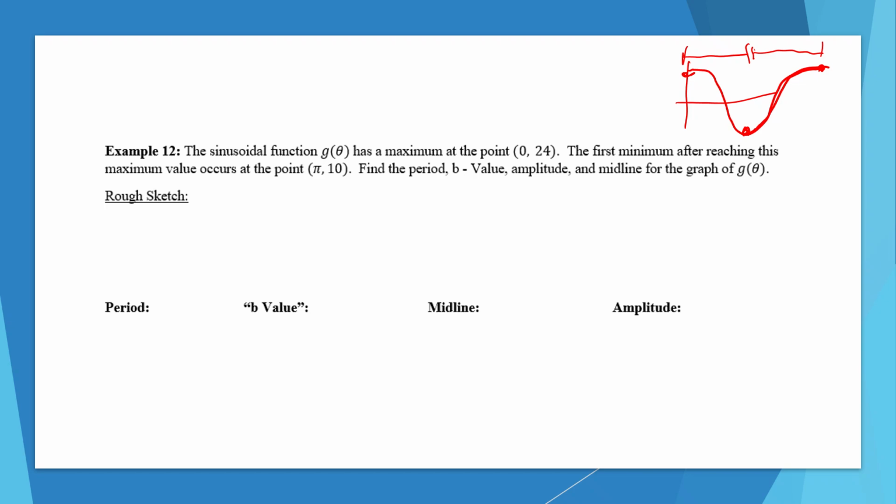Taking a look here, if we sketch this, we know it has a maximum at the point 0, comma 24. So let me label that, 0, comma 24. And then the first minimum value is pi, comma 10. So let me label that as well, where this is pi, comma 10. This is what our graph will look like, where this is only going to be half a period. So what is our full period? If our half a period is from 0 to pi, our full period would be from 0 to 2 pi. So 2 pi is going to be our period there.